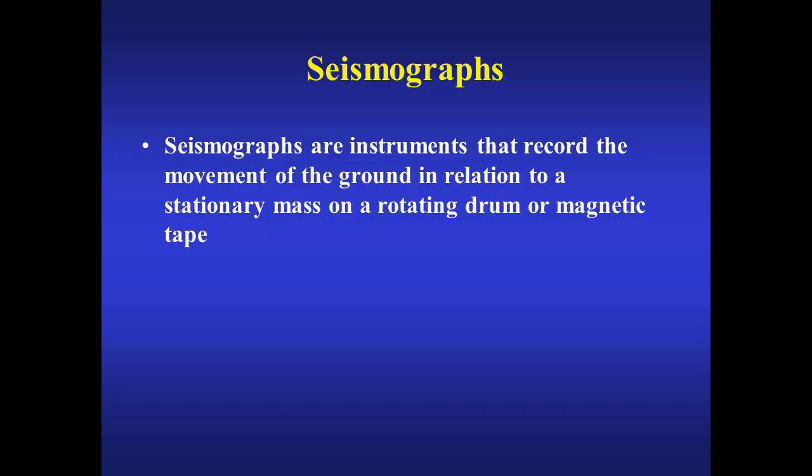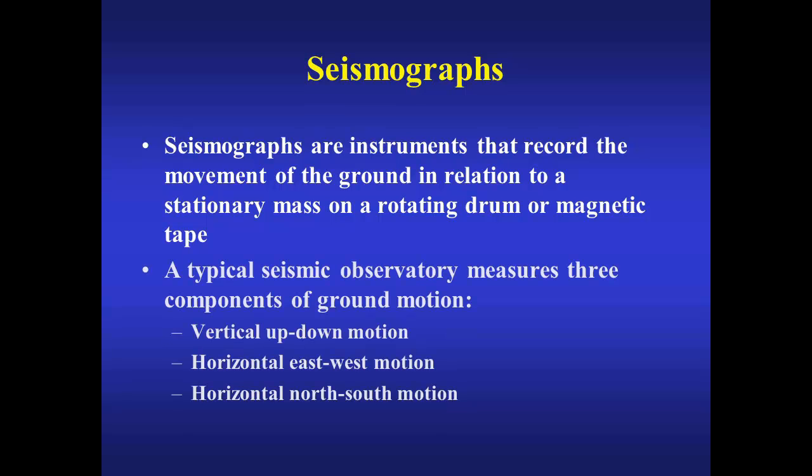Now, seismographs are instruments that record the movement of the ground in relation to a stationary object, mainly on a rotating drum or possibly on a magnetic tape. And a typical seismic observatory will measure three components of the ground motion. We'll have the vertical up-down motion. There may be an instrument that measures the vertical up-down motion.